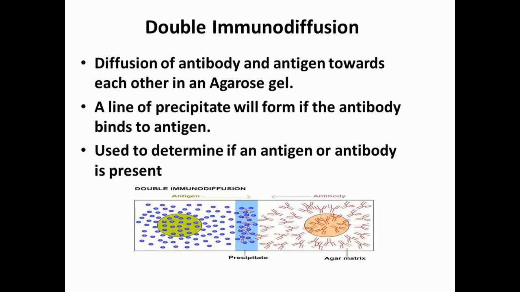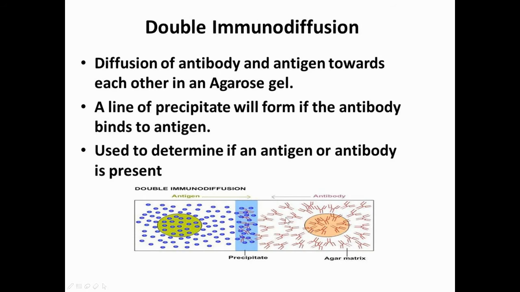Due to that, a line of precipitate will be forming. When the line of precipitate forms, it depicts that the antibody has bound with the antigen; you can see the line of precipitation. So just look into it, this is nothing but antibody, and this is nothing but antigen.